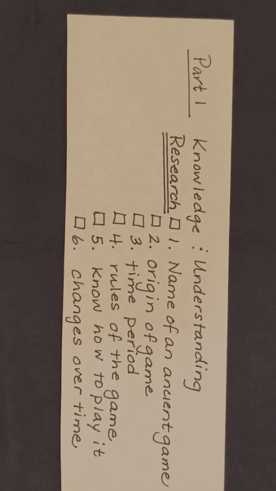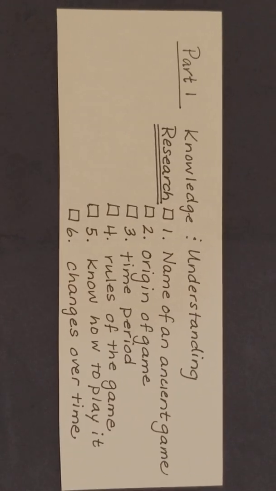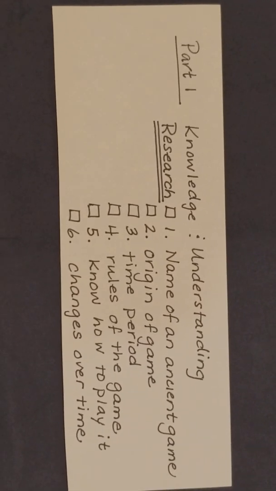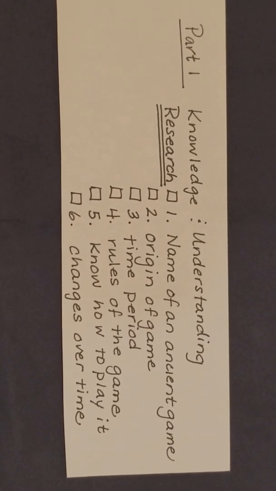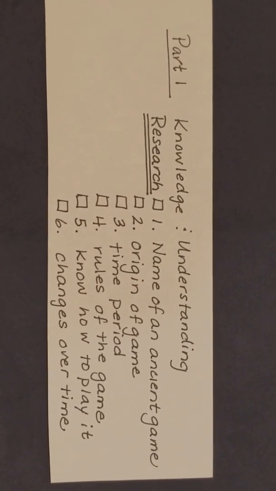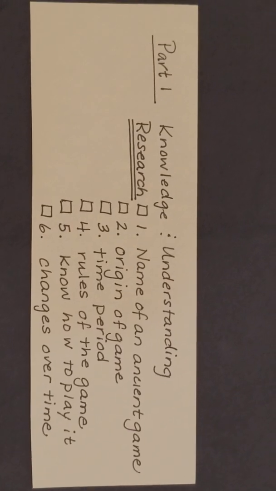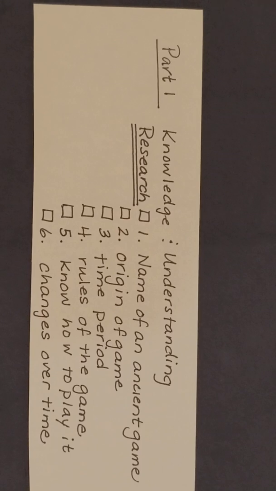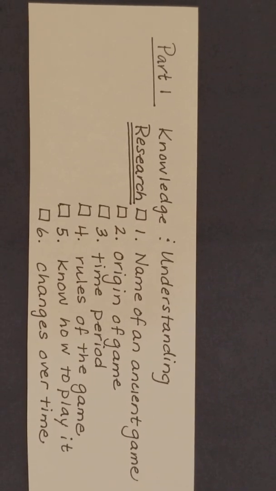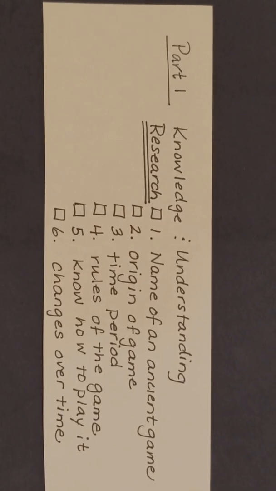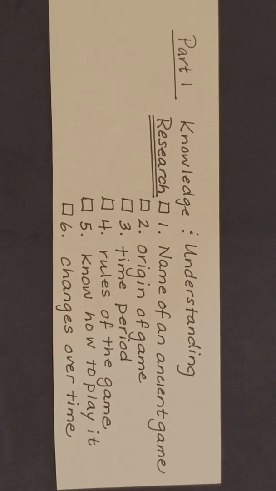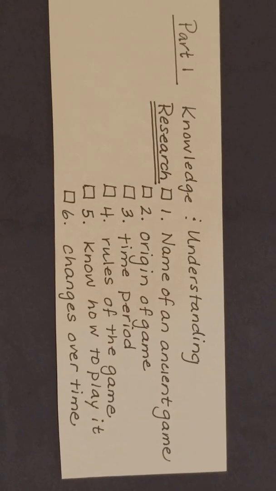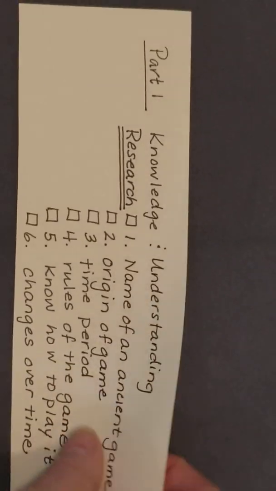Where your game has been found, and the time period, and the rules of the game. Make sure you really understand the rules of the game, because you're not going to be able to change or modify rules if you don't know how the original game is played. Maybe that game has changed over time, so that's something you want to consider when researching. This is the information you need to know to move on. That's your part 1.